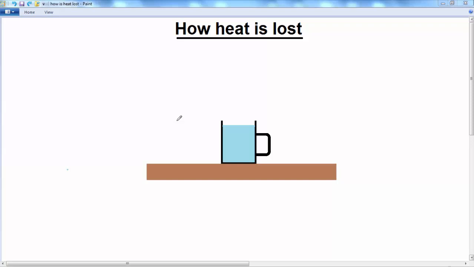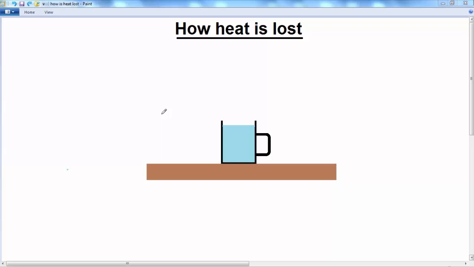In the next few lessons we're going to be looking at heat loss. In this lesson we're going to be looking at how heat is lost, and then in the next lesson we'll look at what affects the speed at which heat is lost, and after that we'll look at how we can prevent heat from being lost in various situations.